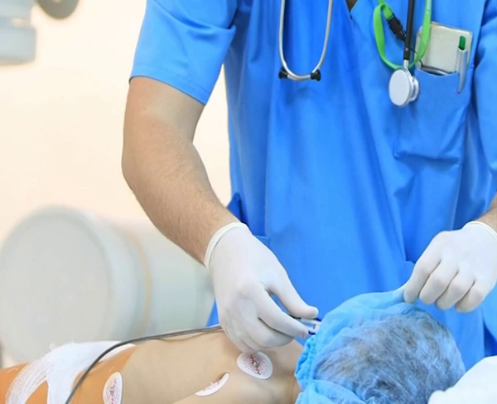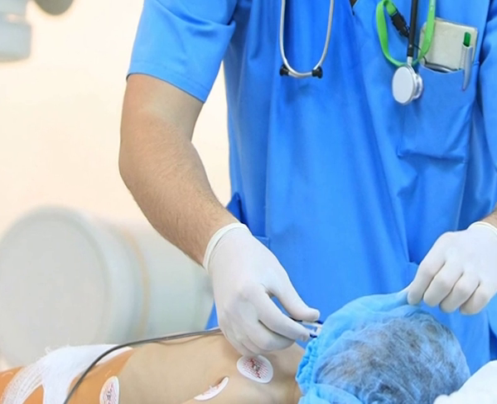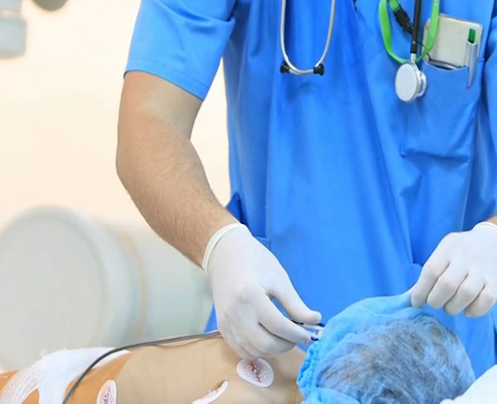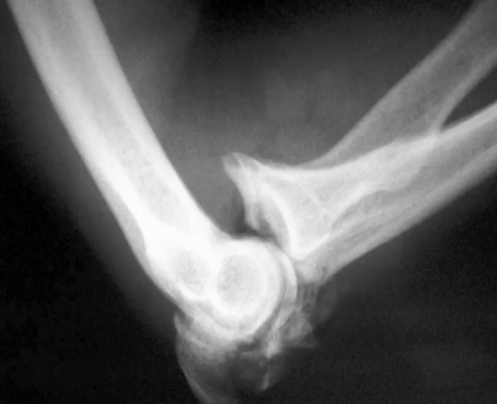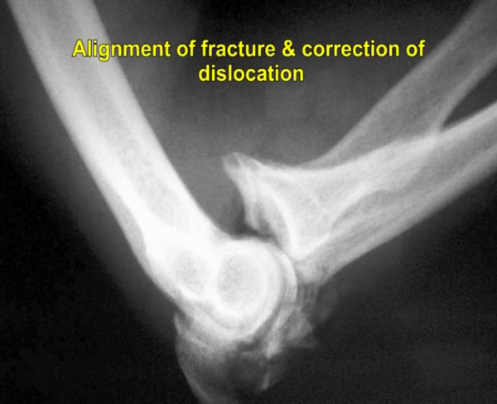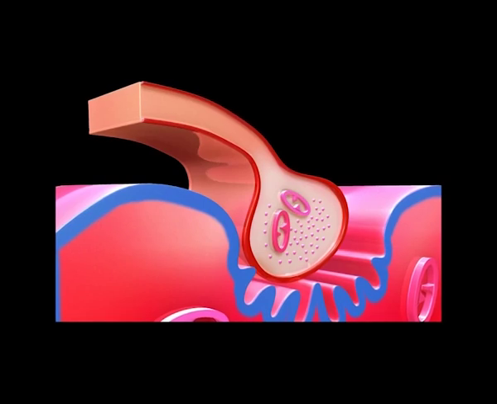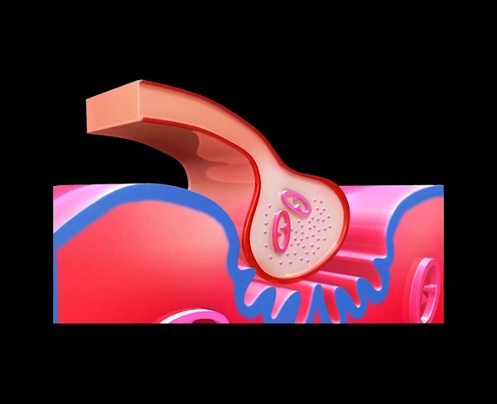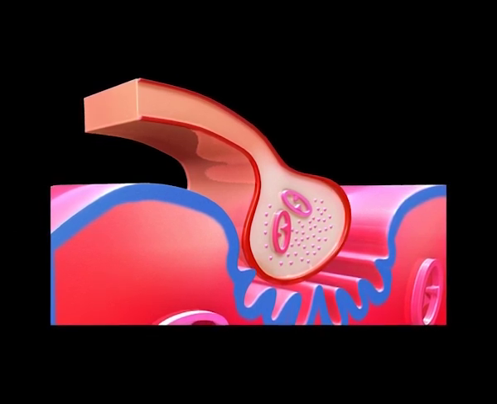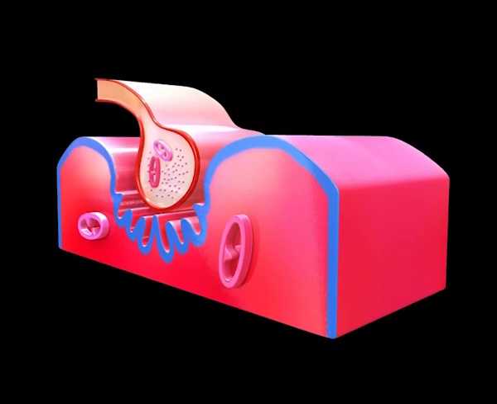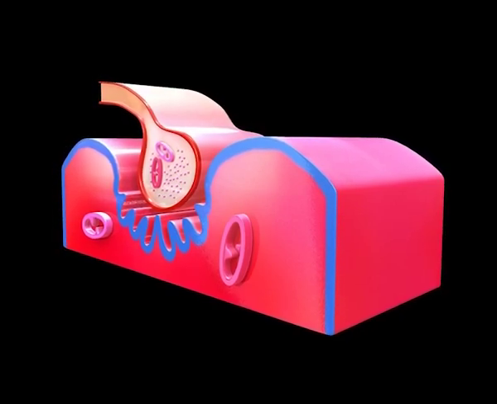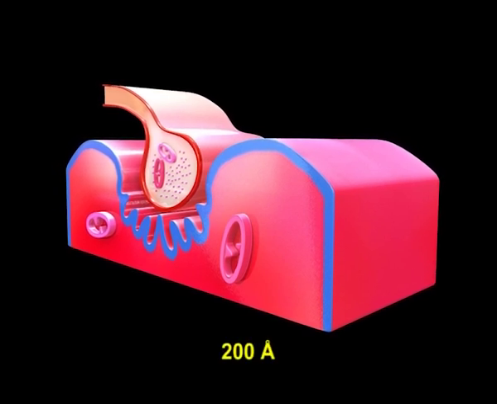The therapeutic use of these compounds is primarily as adjuvants in surgical anesthesia to obtain relaxation of skeletal muscle. They are also used in various orthopedic procedures such as alignment of fracture and correction of dislocation. The neuromuscular junction consists of the axon imposing onto a specialized area of the muscle known as the muscle end plate. The nerve terminal is separated from the end plate by a gap of 200 angstrom.